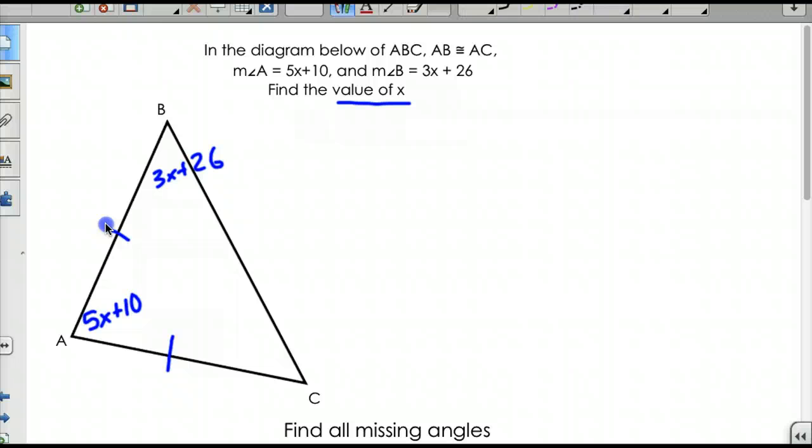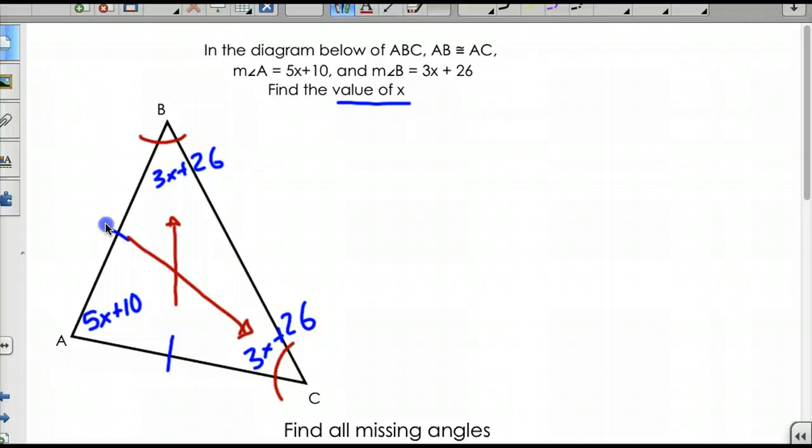Now, starting from this side, I'm going to say that this angle, B, is congruent to angle C. So those two are congruent. So I can't just say 3x plus 26 is equal to 5x plus 10. But what I can do is fill in that this is also 3x plus 26, right? Because they're congruent. Now that I know what the three angles are, I could set up my equation.